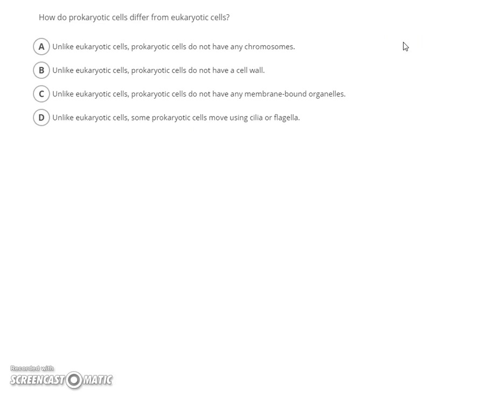How do prokaryotic cells differ from eukaryotic cells? Again, the big one. Prokaryotes don't have a nucleus. Their DNA is in the cytoplasm. Eukaryotes, they have a nucleus. That's where their DNA lives. And then the other one for prokaryotes is they don't have membrane-bound organelles.